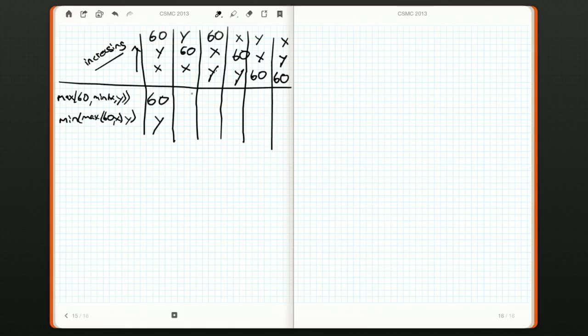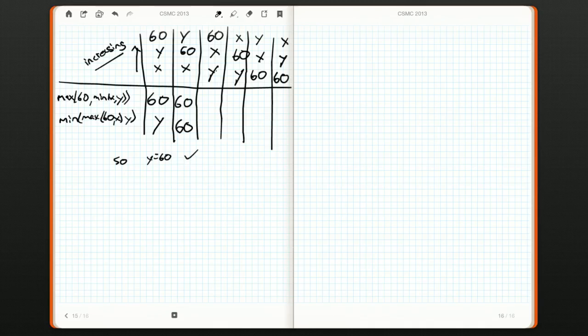The min of x and y, well, that's going to be x. And the max of x and 60, that's still going to be 60. The max of 60 and x in this case is going to be 60, and the min of 60 and y is also going to be 60. So as long as x is less than or equal to 60 and y is greater than or equal to 60, this case works. So here we need y is equal to 60. This one's fine. How about this next one?